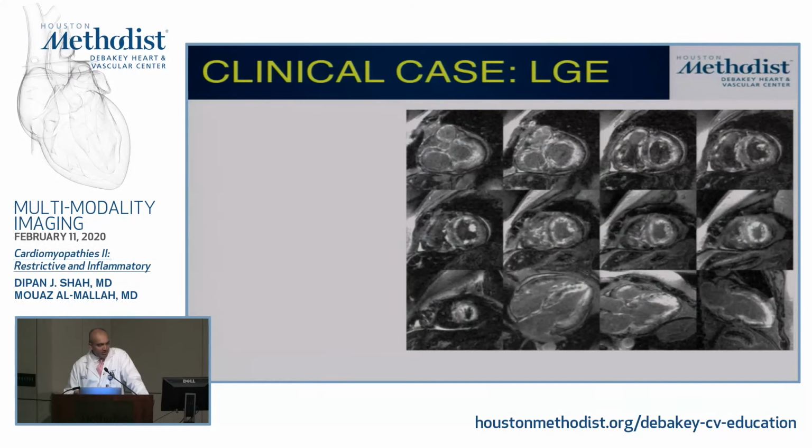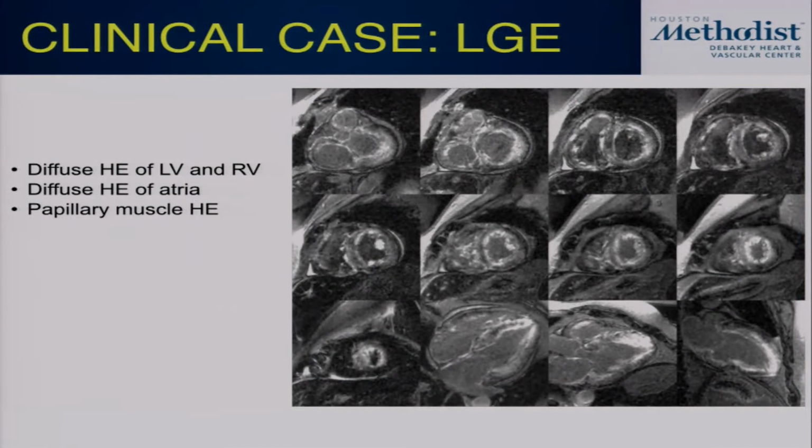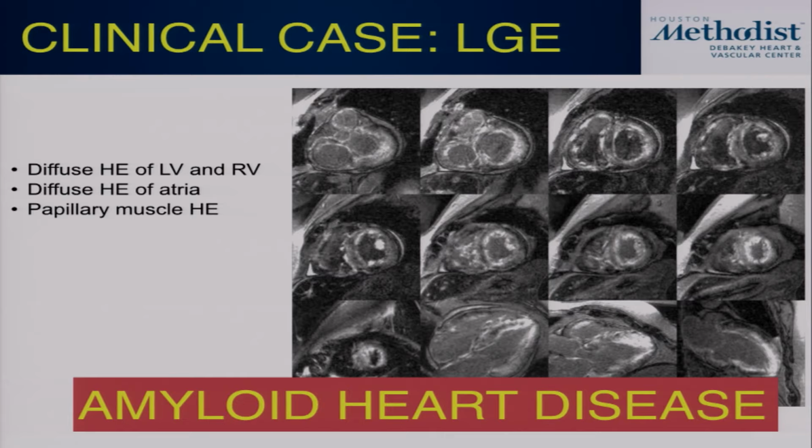When we couple this with our late gadolinium enhancement MRI, you'll notice a pattern with diffuse LV as well as RV involvement, with diffuse atrial involvement as well. And again, you can see that very nicely on the 4-chamber and the 3-chamber views at the bottom panel. Papillary muscle hyperenhancement as well. Let me see if I can get the pointer to show this. You can see right here the papillary muscle shows hyperenhancement as well. And these are findings that are typical of what you would think about for amyloid heart disease.